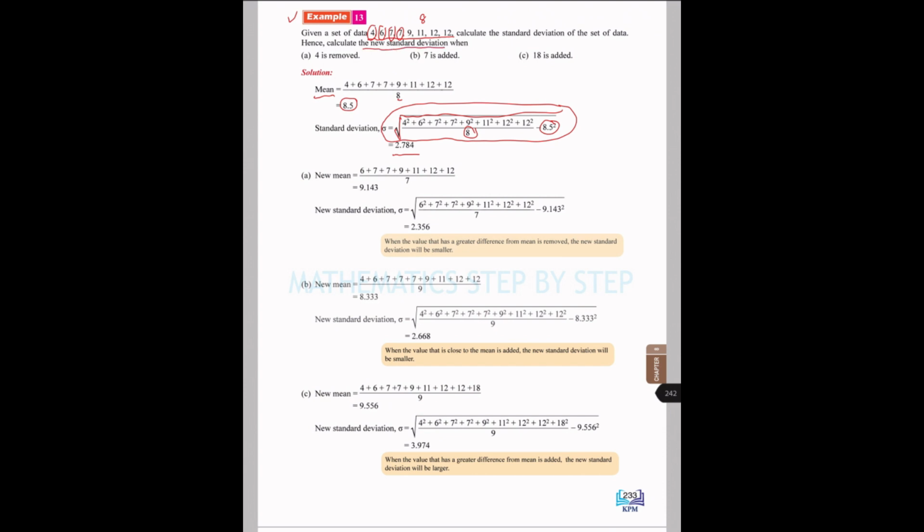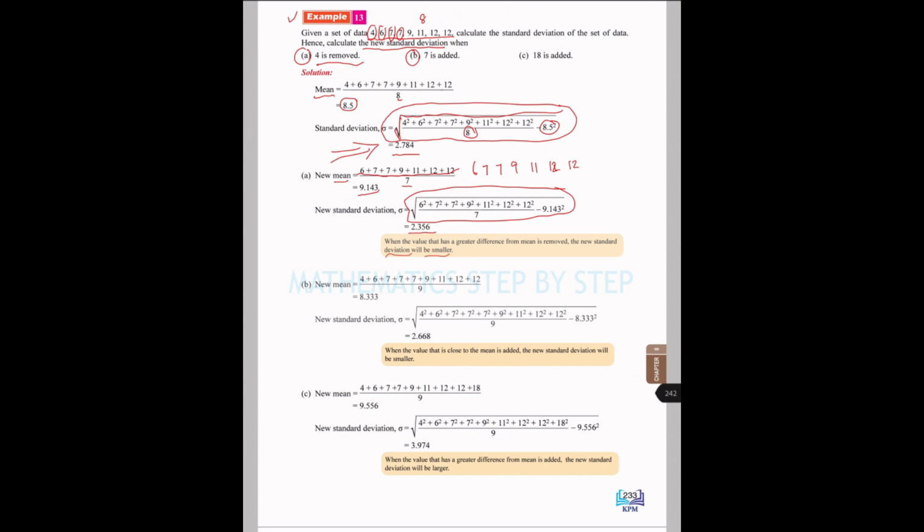Then now, calculate the new standard deviation when 4 is removed. So now, when 4 is removed, the set of data becomes 6, 7, 7, 9, 11, 12, 12, okay? So again, we'll find the mean first. We add them up, then now left with 7 of them. So the new mean is 9.143. Then again, we apply the formula for standard deviation. We'll find the standard deviation now is less compared to in A, okay? Because now we have removed the minimum value in the set. So now the set of data is less dispersed, okay? So we can see that the standard deviation is smaller.